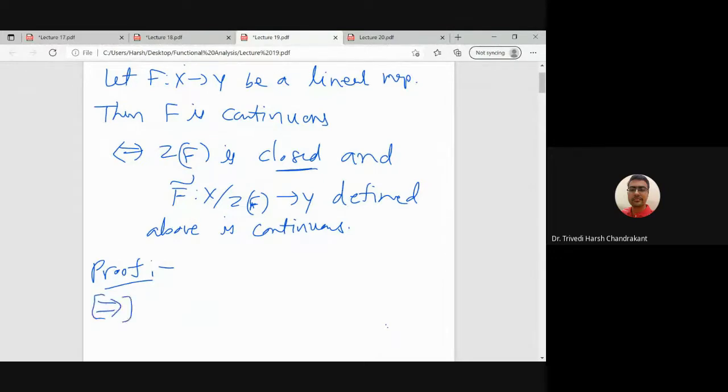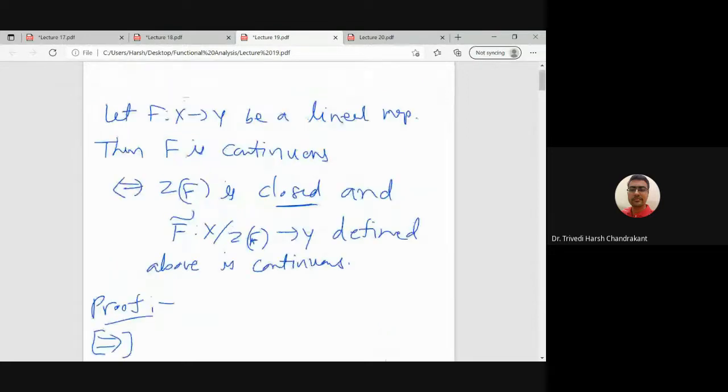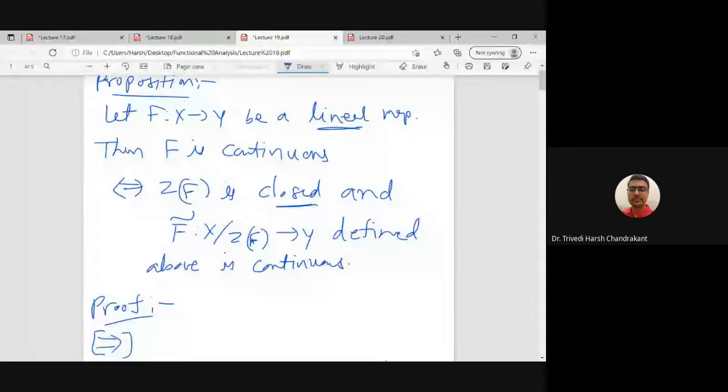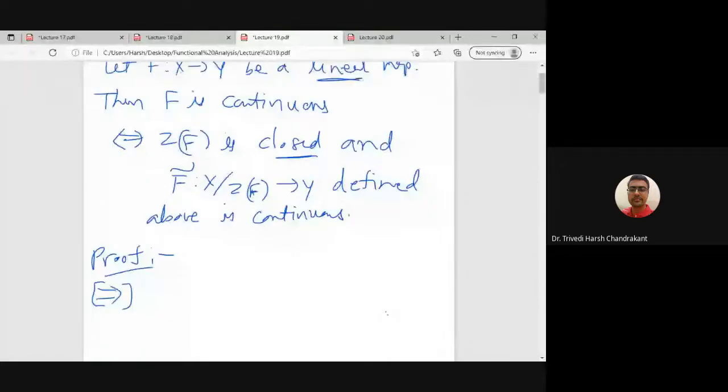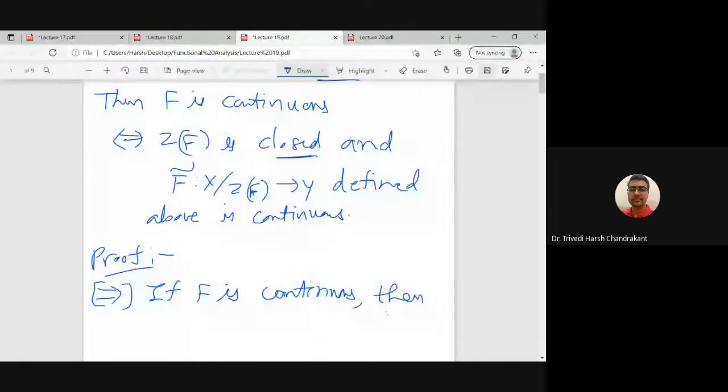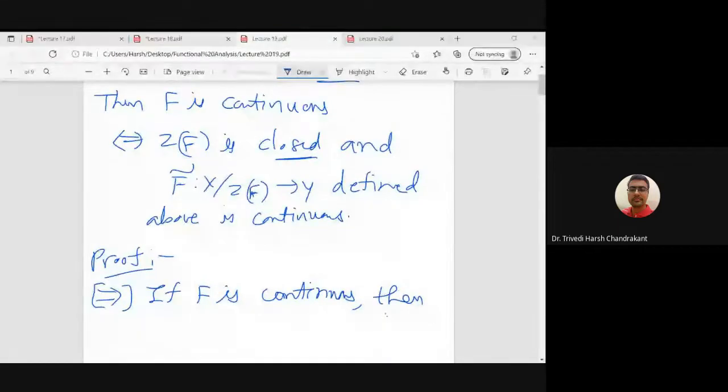So what is the assumption? The assumption is that f is a continuous and linear function, right? Linearity is always there in all these theorems. So we are starting with: if f is continuous, what are the properties of a continuous function we know? What is the definition of a continuous function in topology? Do you remember?